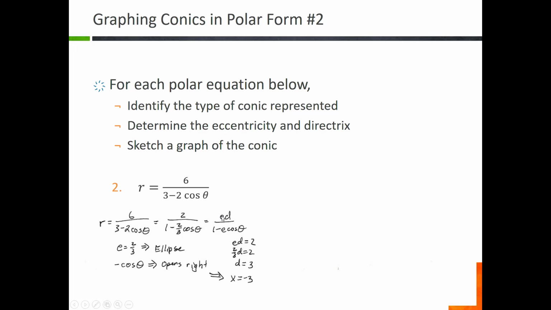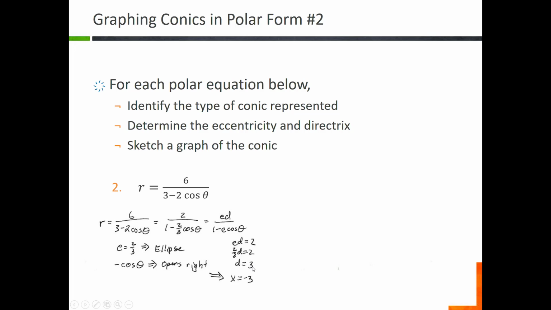And then if we look at the numerator again, we know the eccentricity times the directrix has to equal 2. So E times D has to equal 2. And we know the eccentricity is 2/3. So we have 2/3 D is equal to 2. If we were to multiply both sides by 3 and divide by 2, or if you divide both sides by the fraction 2/3, you end up getting that d is equal to 3.